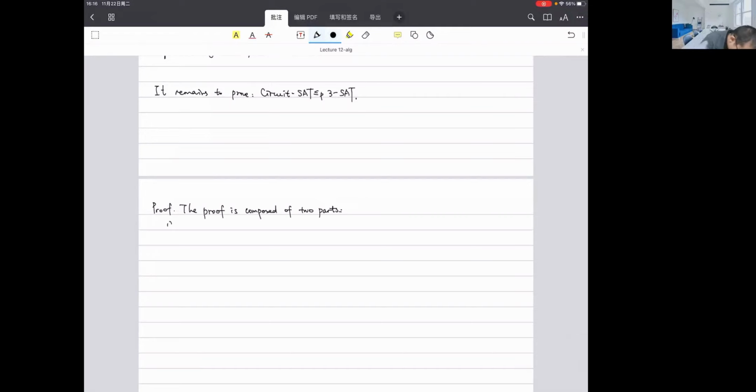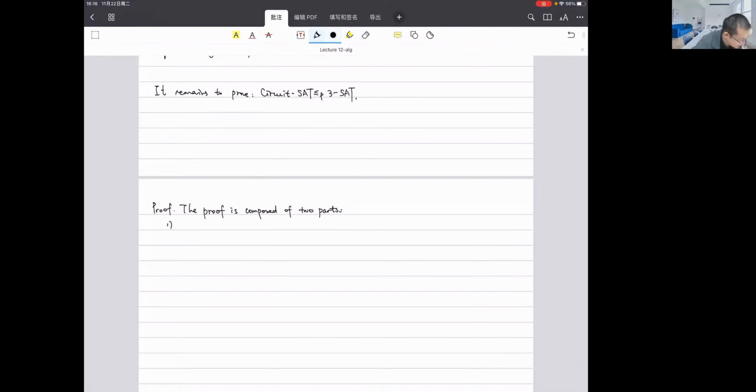Here, we will not make a direct polytime reduction from the circuit set problem to the three-set problem. Because the circuit set problem is a problem about circuits, and the three-set problem is talking about CNF formulas, where each clause is going to have exactly three literals. So these requirements are a little bit different. We will discuss another problem in the middle to make the reduction easier for both sides.